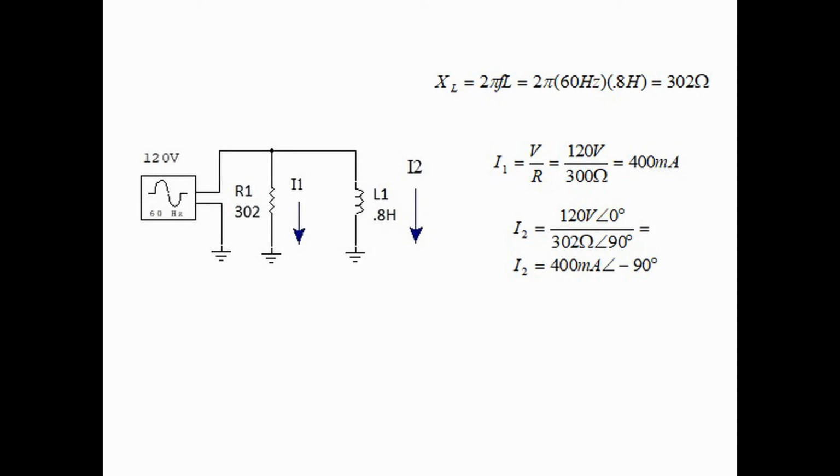To calculate current number 2, which is current through the inductor, we have to say that it equals V divided by XL. In this case, 120 volts at 0 degrees divided by 302 ohms at 90 degrees, and that equals 400 milliamps at negative 90 degrees. And that's because we have to remember XL leads resistance by 90 degrees.